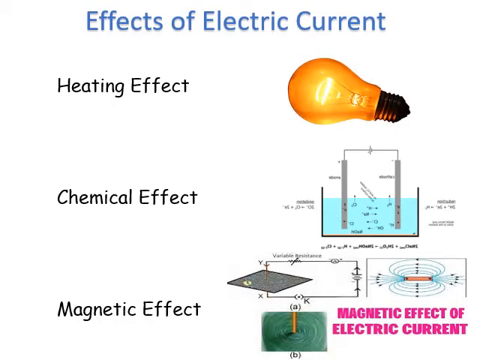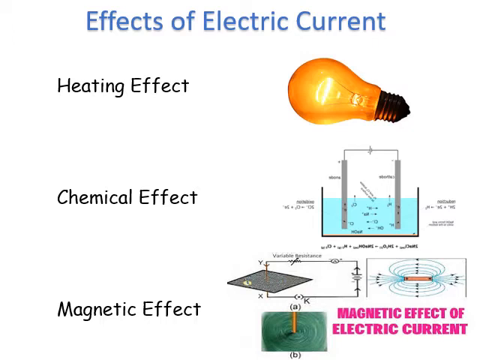There are many effects of electric current. Electric current is in the opposite direction of the flow of negative charge electrons. It produces heating effect. Heating effect we can see easily in the glowing bulb. Tungsten filament gets heated after some time of glowing of the bulb.